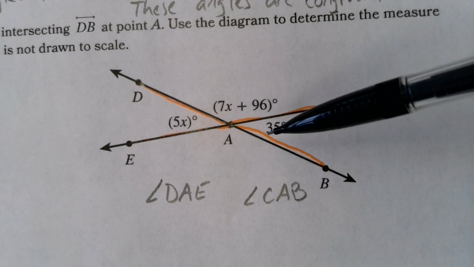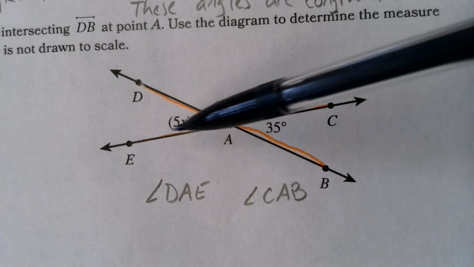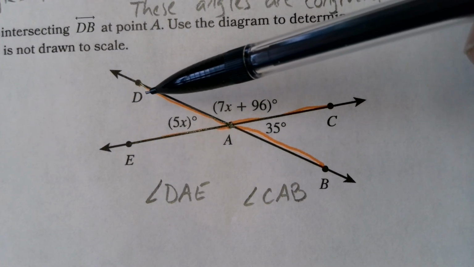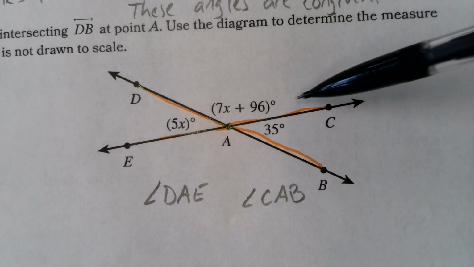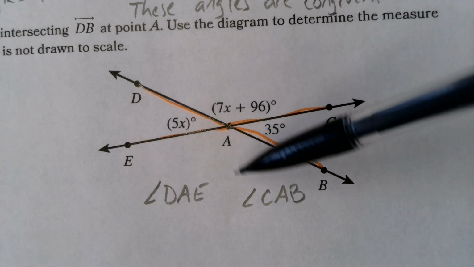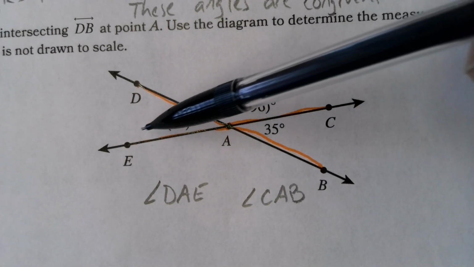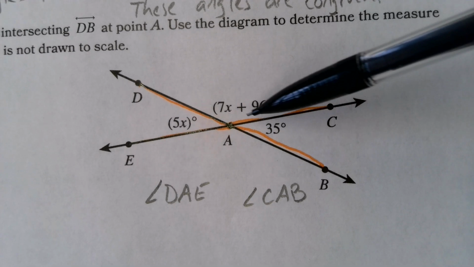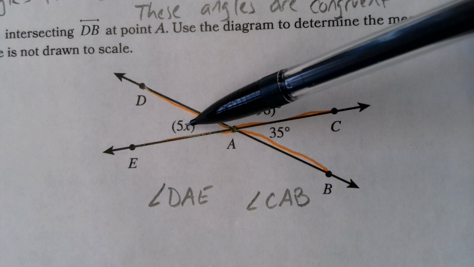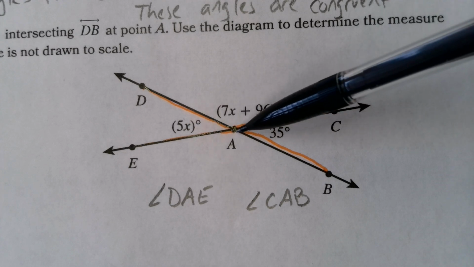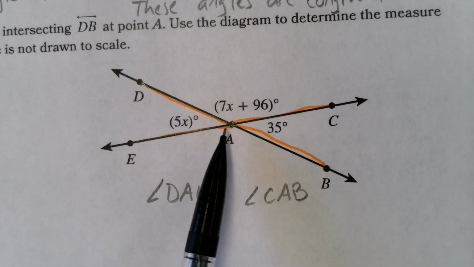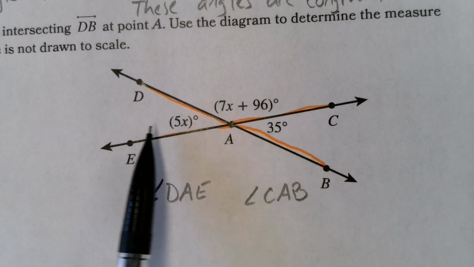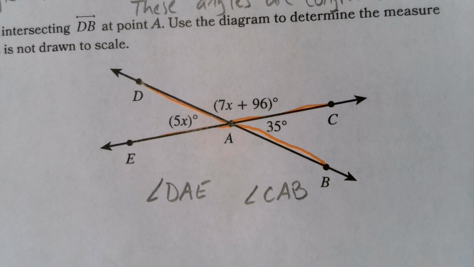In this situation at least, okay? Because if I said EAD and DAC, they would share that D as well as the A. If I said EAB, they would share the E as well as the A. Okay? So vertical angles are going to share that middle point, and I like to say they open up away from each other. So they are congruent.